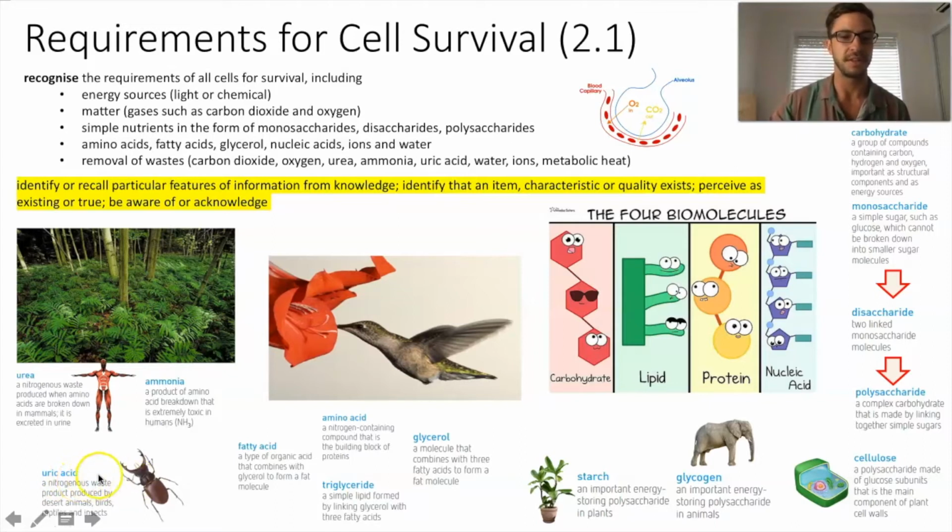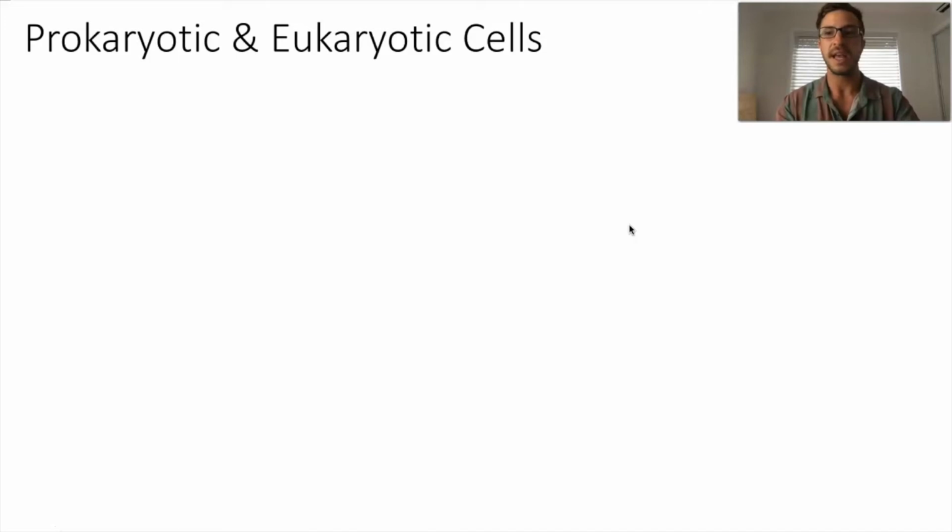This is how they excrete their ammonium waste. And it's this waste product produced by desert animals such as birds, reptiles, and insects. Basically, when they don't have much water, they need to excrete it in another less toxic form. And that is uric acid. So this is an overview of 2.1 in your textbook, talking about the requirements for cell survival. So if we can recognize how these various things are all needed, then we're doing a good job. Okay, moving on. So prokaryotic and eukaryotic cells.